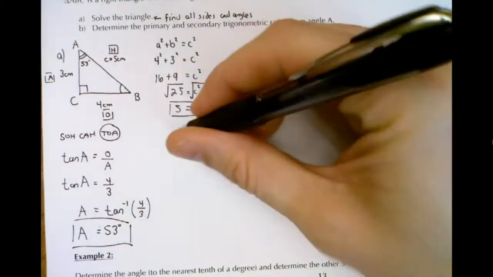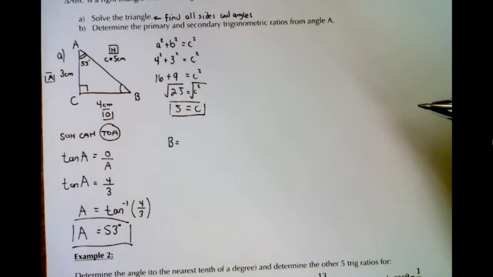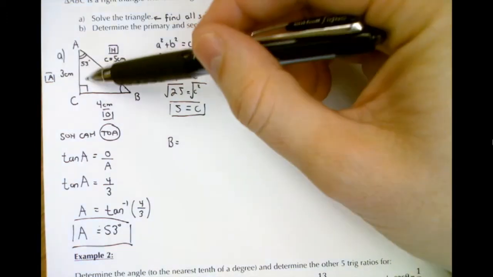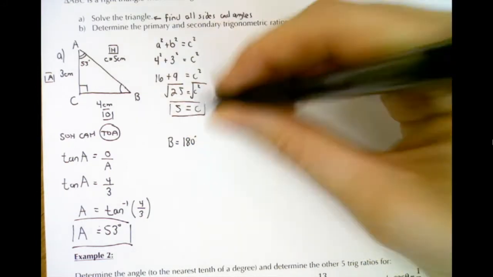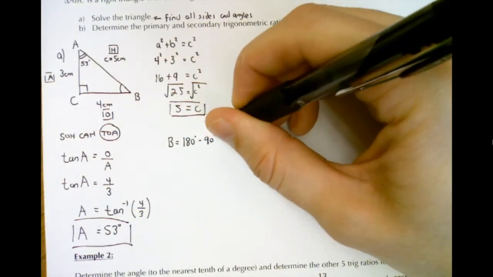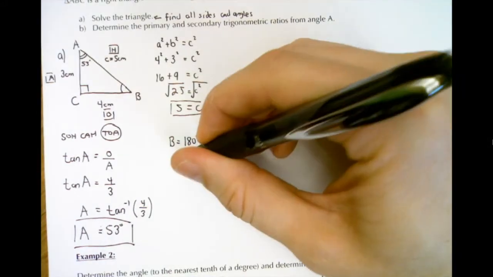And if I want to find B, we could use a trig ratio, but we could also make it quite simple. We know two angles in a triangle. All of them should add up to 180. So if we subtract the two we know, we'll get the angle we're left with.